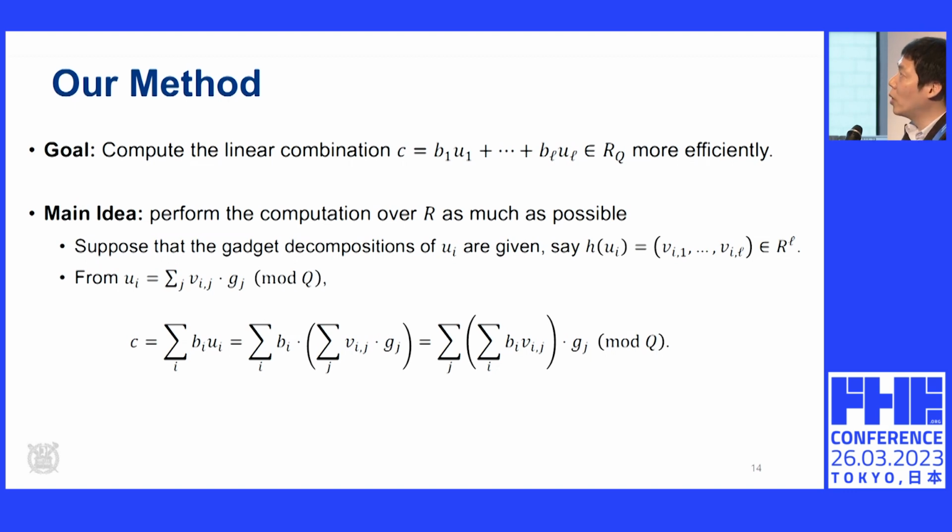Then this linear combination, which is what we eventually would like to compute, is actually equal to this value, which is again a linear combination of Gj with small coefficients. And these small coefficients are written as a summation of bi times Vij, where the bi are entries of a gadget decomposition of A, and the Vij are entries of gadget decompositions of Ui. And now these polynomials are elements of the ring of integers without modulus Q. So now this computation can be done between small polynomials with very limited, small precision. That's the main idea.